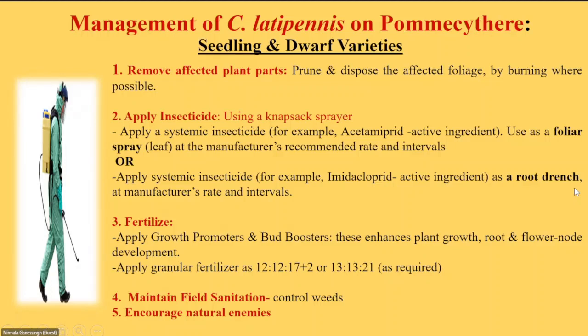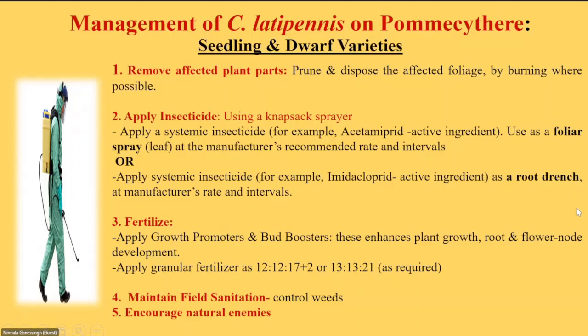Number 2, apply insecticide using a knapsack sprayer. Apply systemic insecticide, for example, acetamiprid, active ingredient, used as a foliar spray, meaning sprayed onto the leaves or foliage of the plants at manufacturers' recommended rates and intervals. Or apply systemic insecticide, for example, imidacloprid, active ingredient, as a root drench, meaning it is applied to the roots of the plants and absorbed from the soil at manufacturers' rate and intervals.